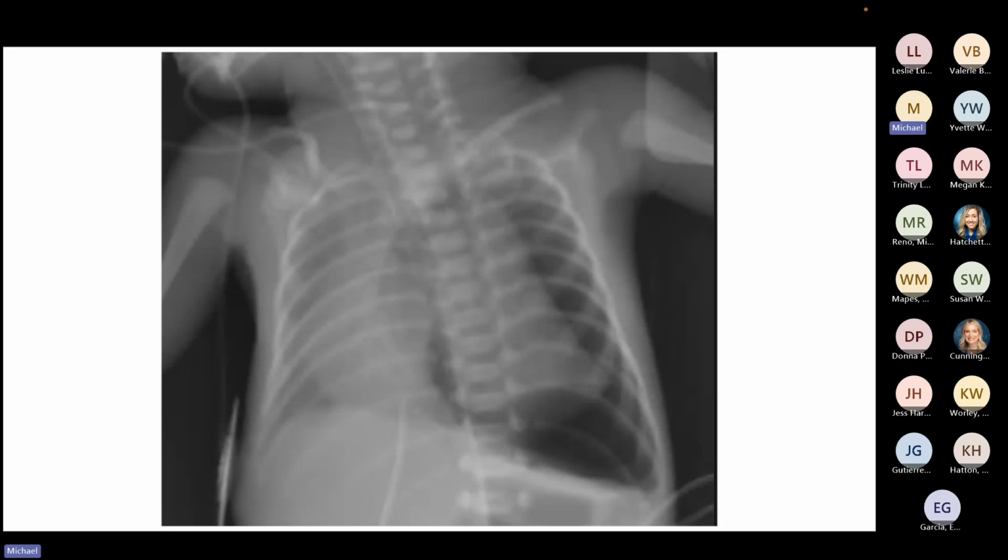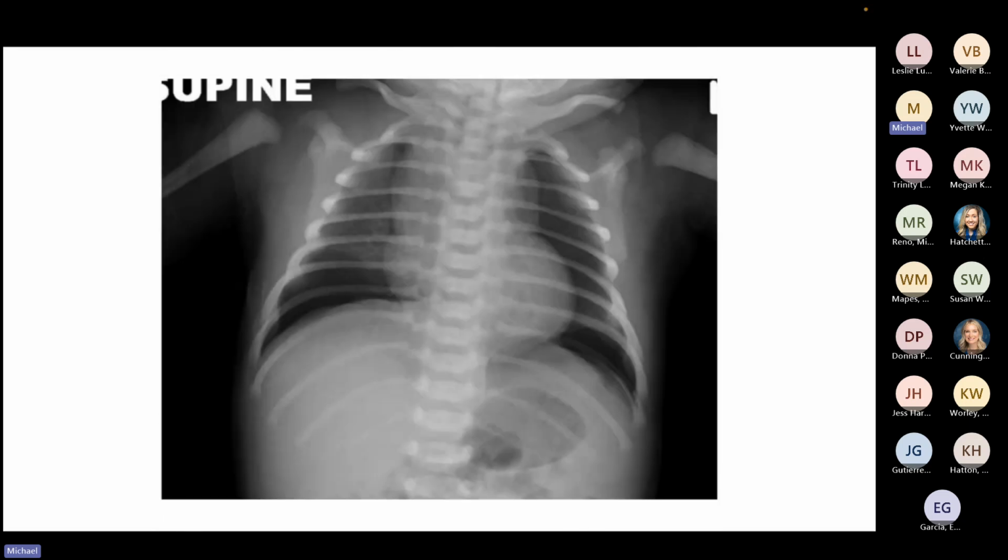That left lung is completely collapsed. You can see the outline of that left lung, and the majority of the left chest is filled with air. This is likely going to need some type of intervention pretty quickly, depending on the child's symptoms.